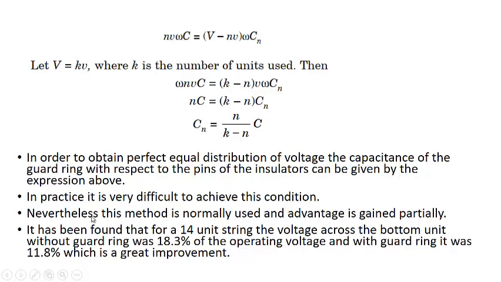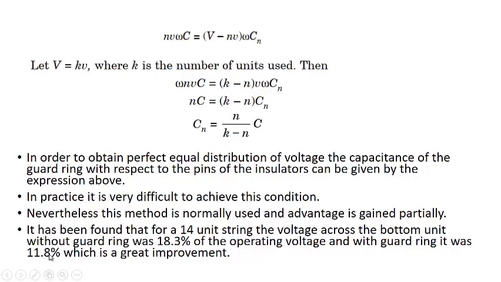What we do then? It has been found that for a 14 unit string, the voltage across the bottom unit without the guard ring is 18.3% of the operating voltage, and with the guard ring it was found to be 11.8%, which is a great improvement. So normally everyone should get around 7.14% voltage across each unit, but without guarding it was 18.3%, and with guarding it is 11.8%.